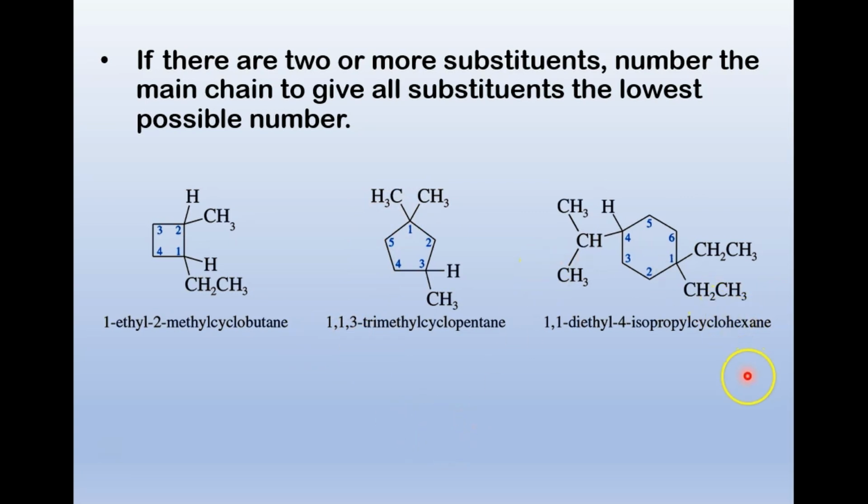All right, here is a bunch of things going on, and here it doesn't matter which way I go around the ring, and I'm going to choose this to be number 1 because I got 2 of these. If I chose this to be number 1, I'd have 4,4-diethyl-1-isopropyl cyclohexane. There are 2 or more substituents. Number the main chain to give all substituents the lowest possible number. Once again, I don't like it when students name this 1-methyl-ethyl. No. That's why we learned isopropyl.